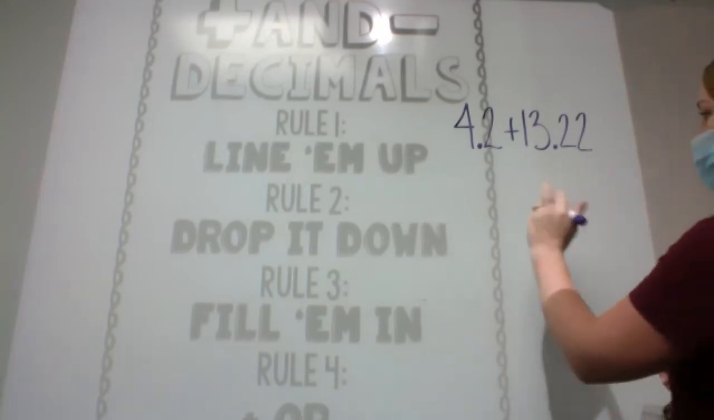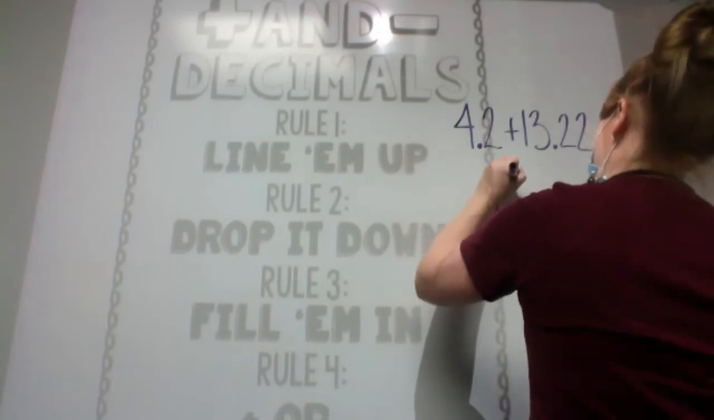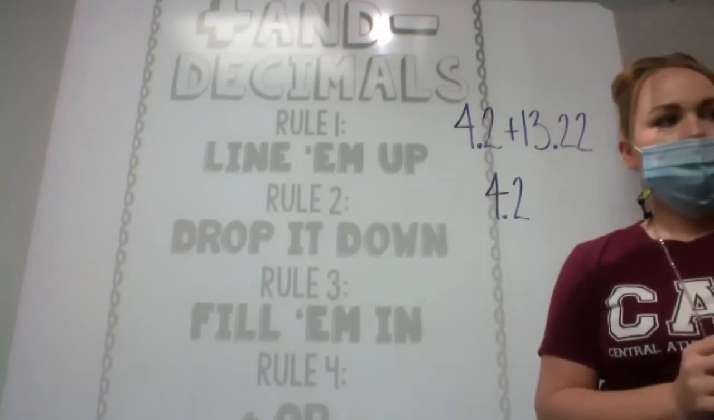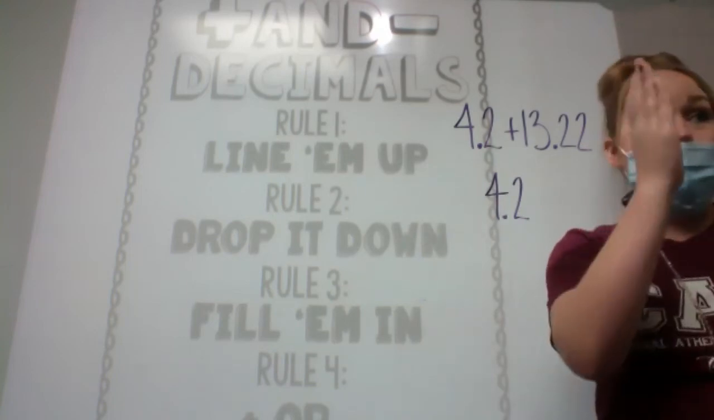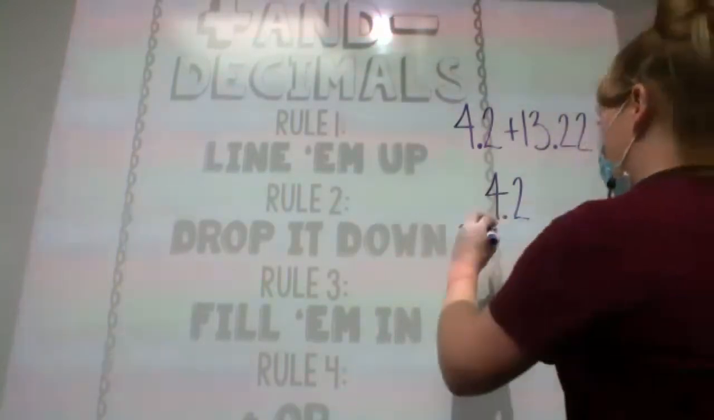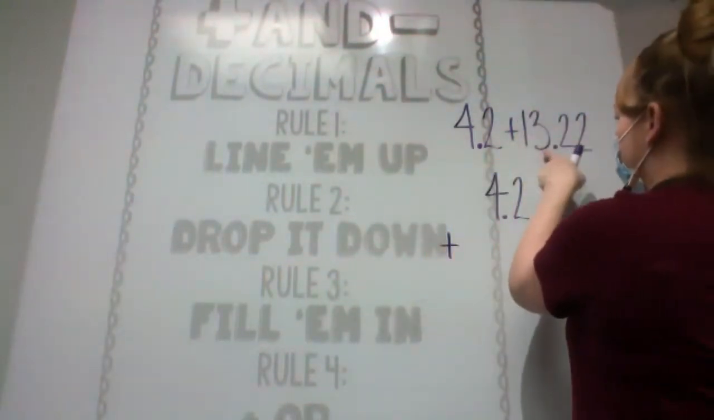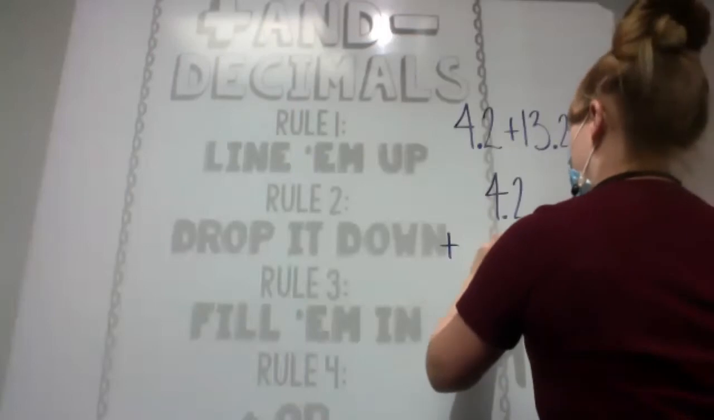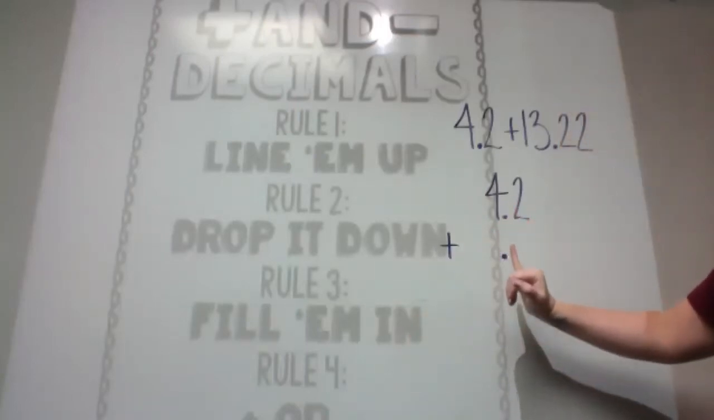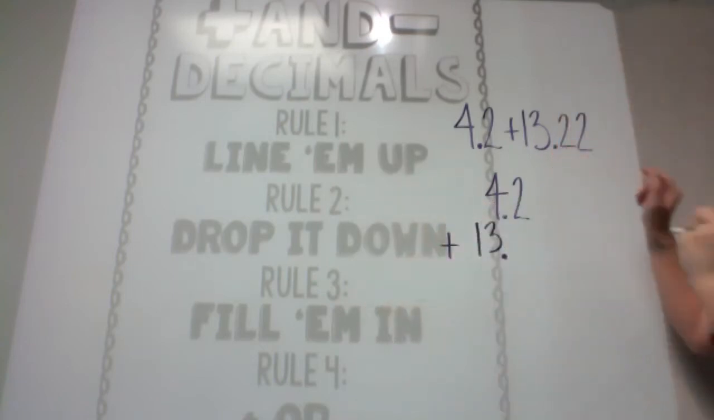So first we're going to line it up, so I have to rewrite it. So I would write 4 2/10. And remember, we're lining up the decimal, okay? You've got to go by the decimal to line it up. So I'm adding, and now I have 13 and 22 hundredths. So my decimals need to be perfectly lined up, okay? So I've got 13 and 22 hundredths.